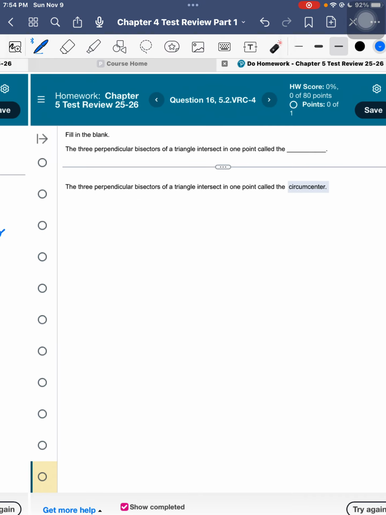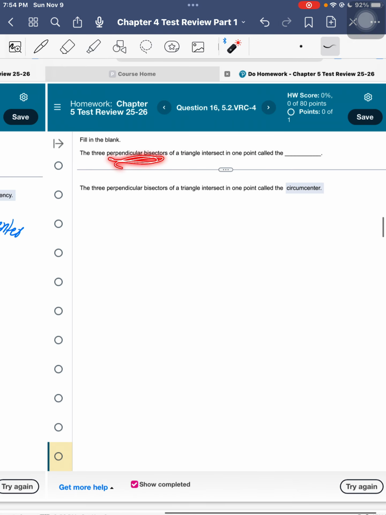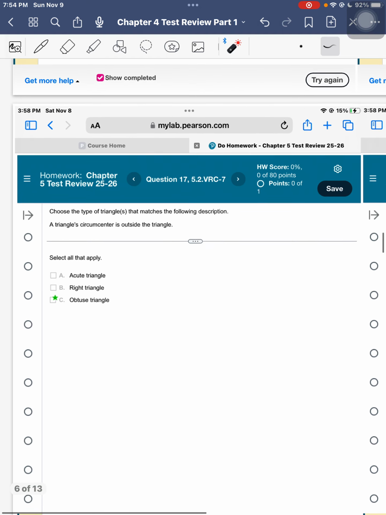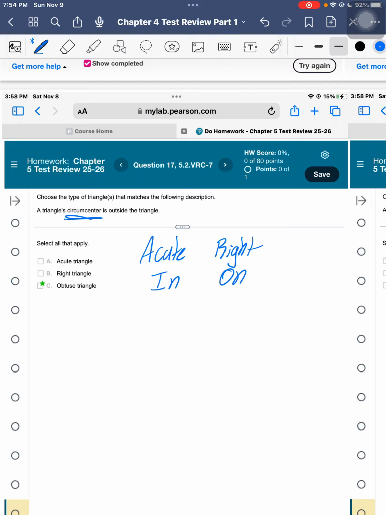So when 3 or more perpendicular bisectors of a triangle intersect at one point, that is called the circumcenter. We just did that in the previous one. Perpendicular bisectors is circumcenter. Okay, so a triangle's circumcenter is outside the triangle in an obtuse triangle. Just remember, when the circumcenter of a triangle is inside the triangle, that is an acute triangle. When it's on your triangle, it is a right triangle.